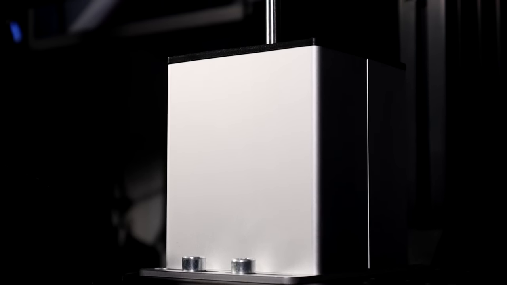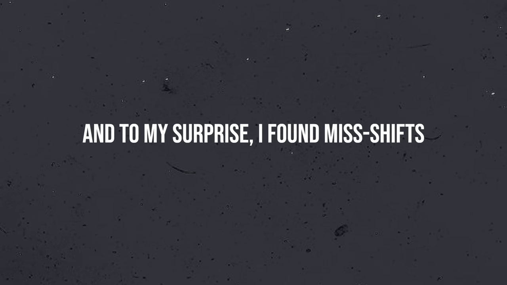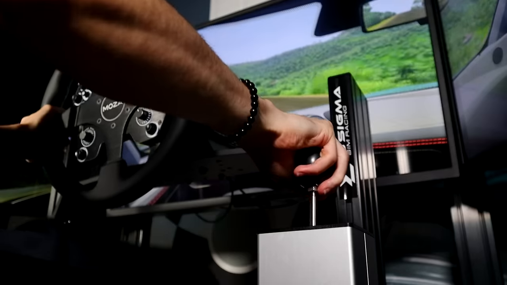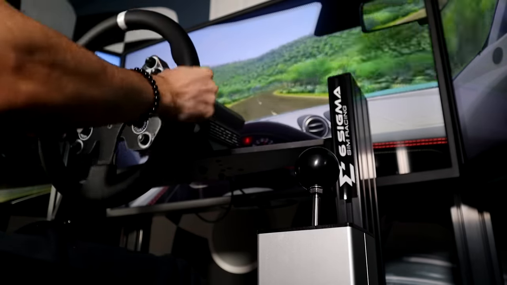It's important to note that the metallic build of this shifter provided zero flex despite how hard I was trying to break it, giving me a lot of confidence on track. And to my surprise, I found misshifts to be an uncommon occurrence. Not only does the top plate guide you into gear, but the weighted feel and strong resistance made me more conscious and aware of exactly where I was guiding my shifts.